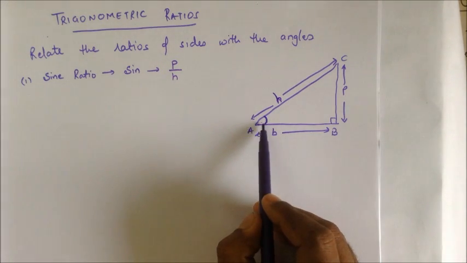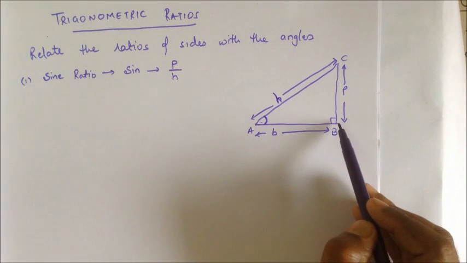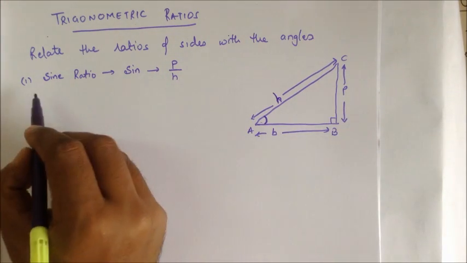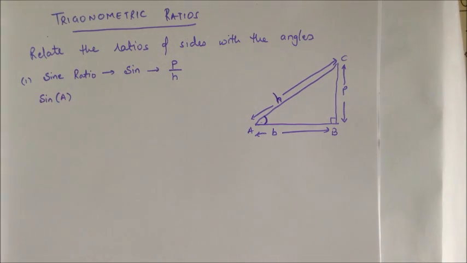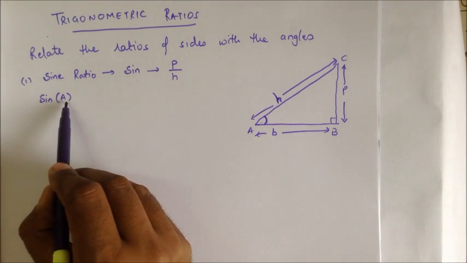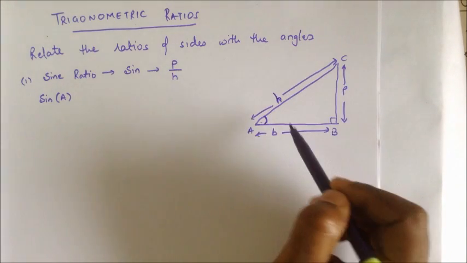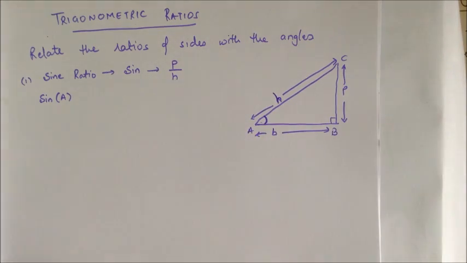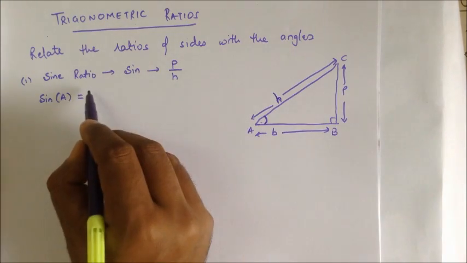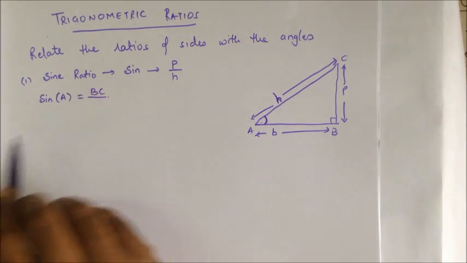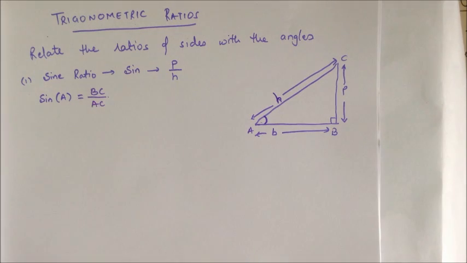So for angle A, the perpendicular is BC and the hypotenuse is AC. Therefore I would write sine of A, because I need to mention the angle. Because if the angle changes, say we had angle C, the choice of the perpendicular and the base would change. Therefore sine of A is equal to the perpendicular for angle A, which is BC, and the hypotenuse is AC.